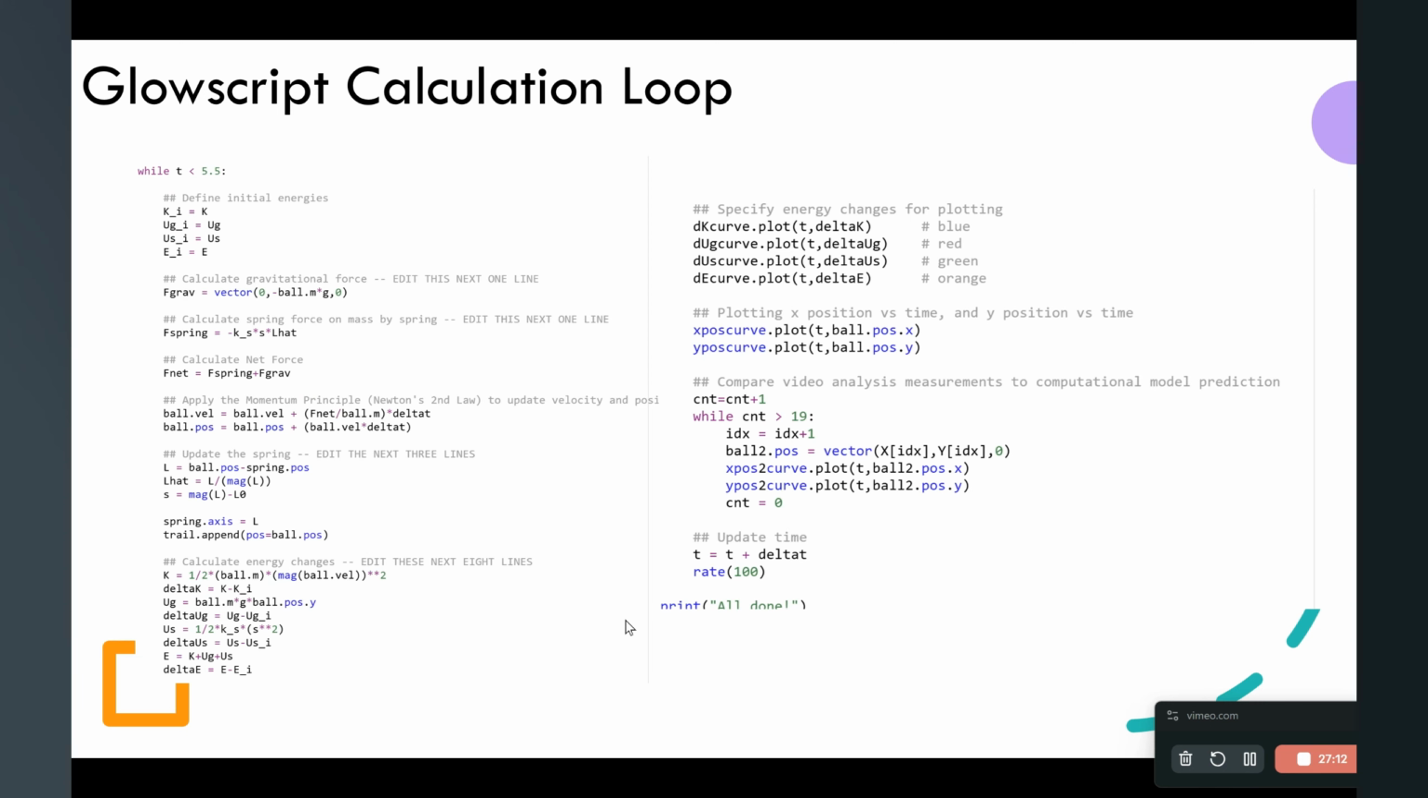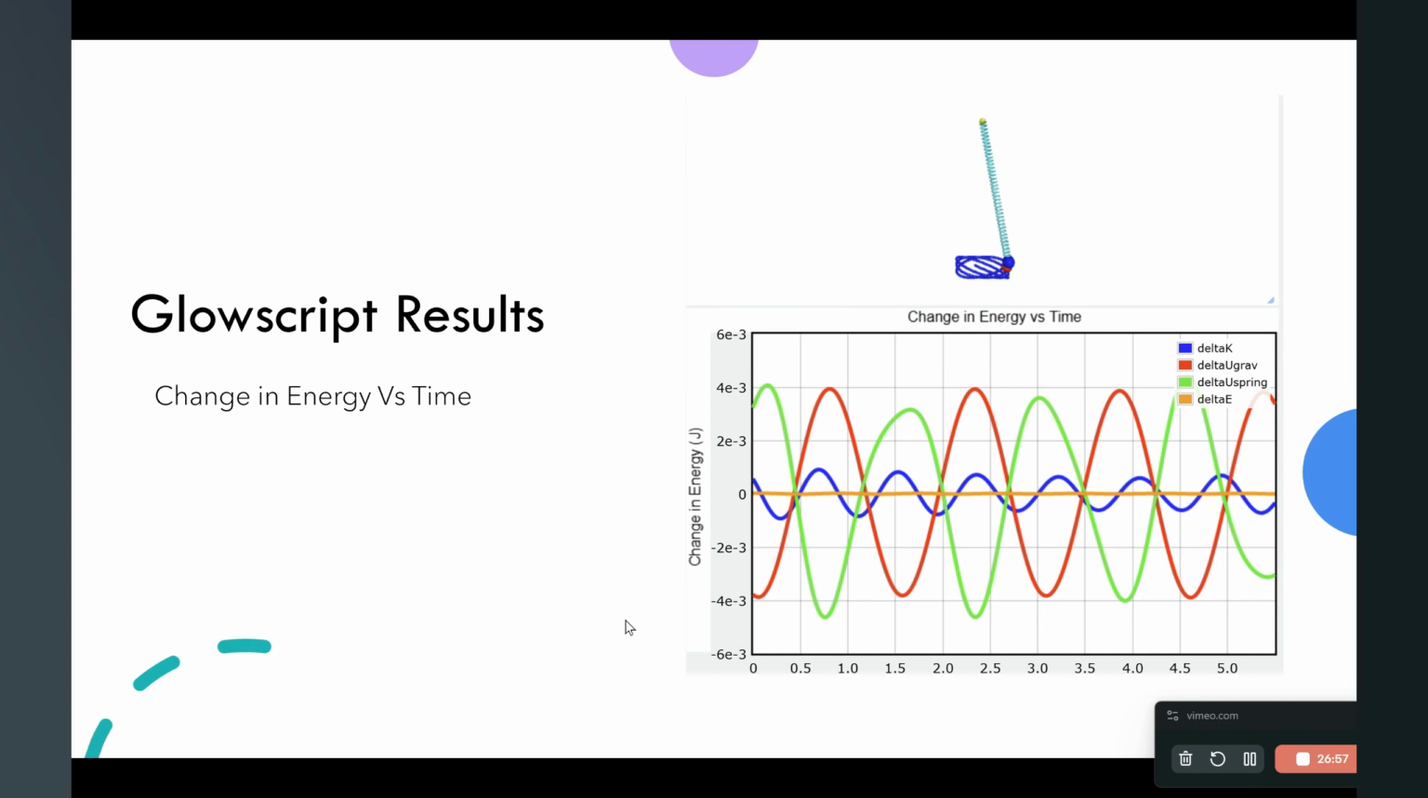This is the calculation loop. We update the F grav, F spring, F net, the velocity and position with the velocity and position update formulas respectively, and the length of the spring, the unit vector of the spring, and the s, as you can see, and we graph it. Here's the result.